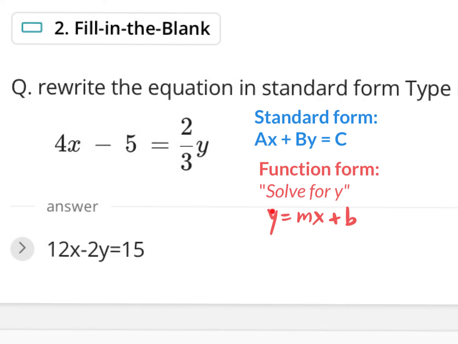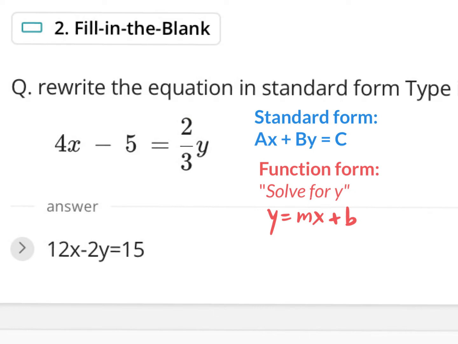So just remember that y by itself is what function form is. Right here, they're asking us to rewrite this nasty-looking equation in standard form. So we want ax plus by equals c, and of course, we don't want fractions, we don't want decimals, and right here, I do have a fraction. So let's begin with that.